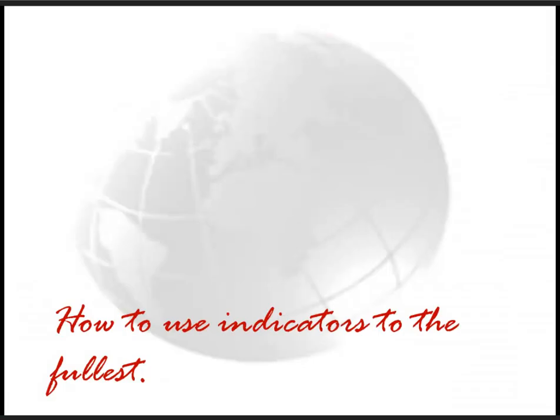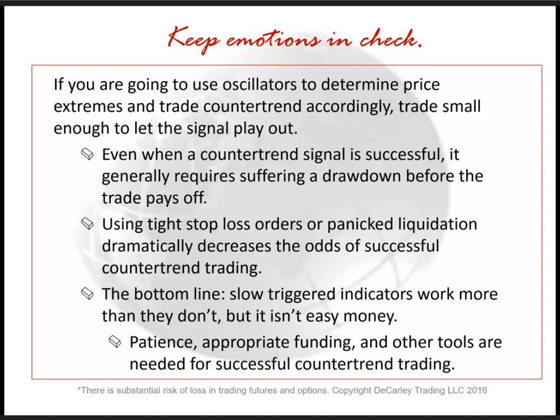Okay, let's talk about how to use indicators to the fullest. Well, it's going to be impossible for me to show you exact precise things in a class like this, but here's some basic rules to keep your emotions in check and make sure that the indicators are working for you instead of against you. If you're going to use oscillators to determine price extremes and trade counter trends, trade small enough to let the signal play out. I know there's a lot of traders out there that have the mindset that if I'm going to trade, I'm going to go full blast and put all my cards on the table.